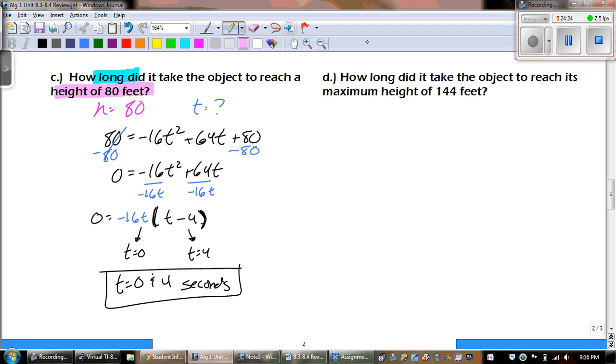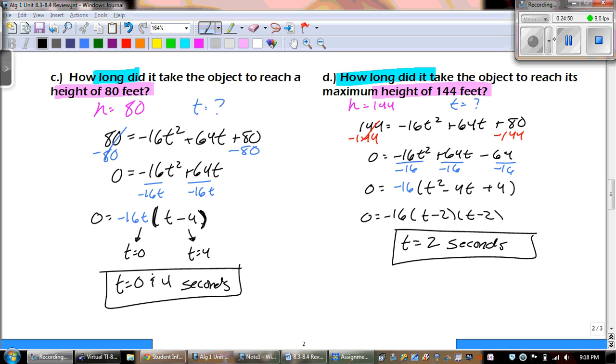Okay. And look at the next one. The next one is saying, how long did it take for the object to reach a height of 144 feet? So I want you guys to see if you can do this one all on your own. Go ahead and pause the video and good luck. Okay, and when you're all done with that, you should get t equals 2 seconds.